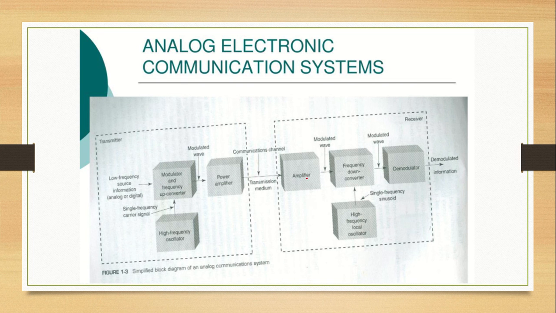At the receiving end it will be amplified, and then the modulated signal will be down converted. The frequency is down converted by the frequency down converter. There is also a local oscillator here, where the frequency is combined with the modulated wave to give us again the modulated wave here. And at this point, this will be demodulated. It means to separate the signal, the information, from the carrier frequency.